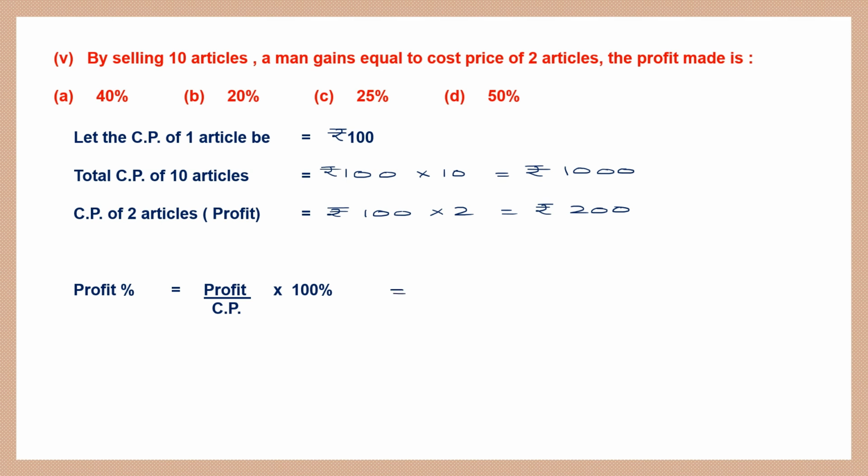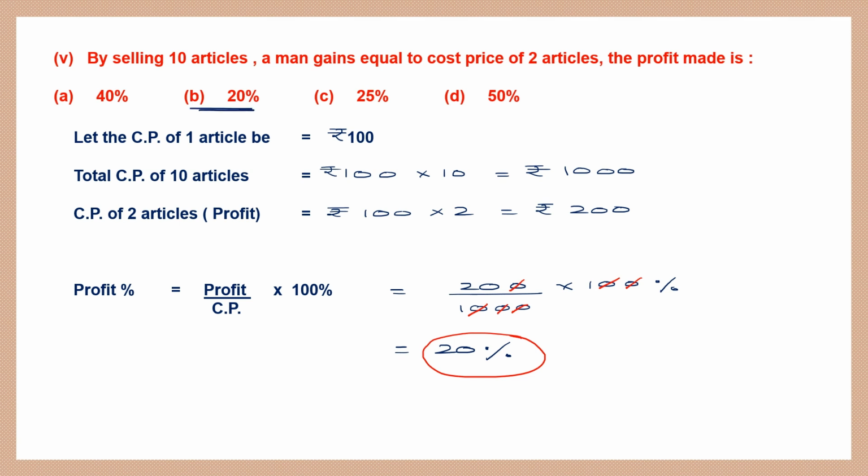So profit is 200 rupees. The cost price is 1000 rupees. Multiply this by 100%. Now let's simplify, cancel the two zeros here. Now here we have 200 divided by 10. We can cancel one zero. So what is left is only 20 and that makes it 20%. So the profit made is 20% and in our options we have option B as 20%.